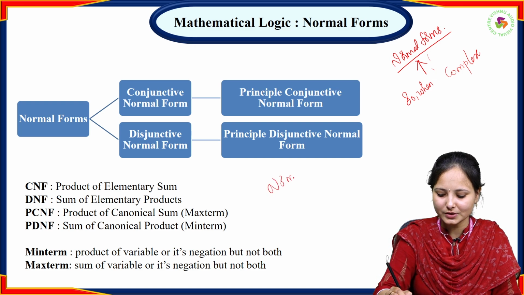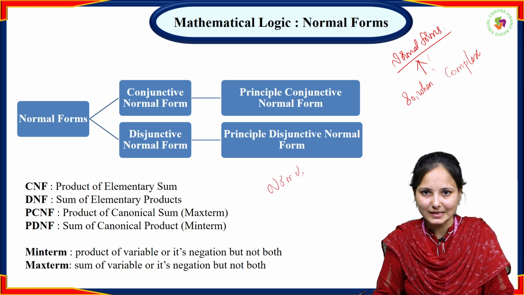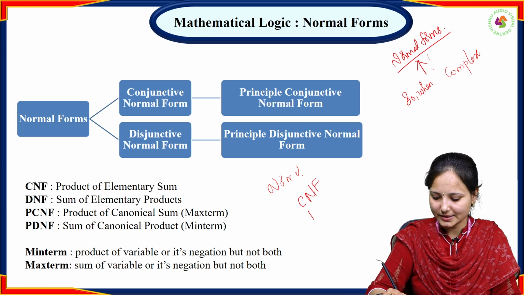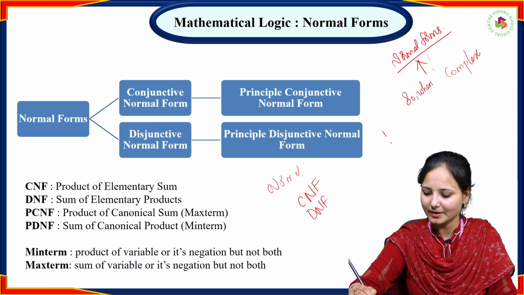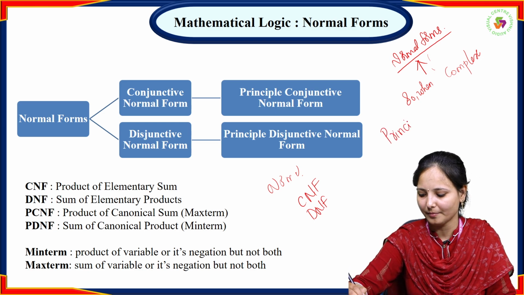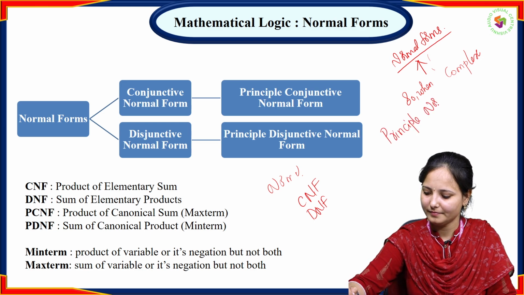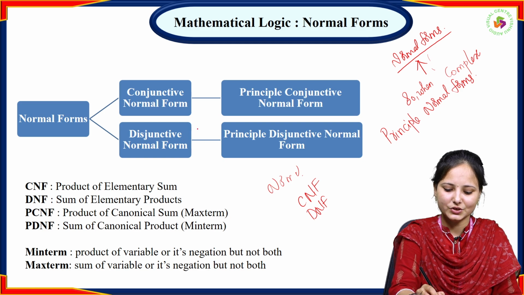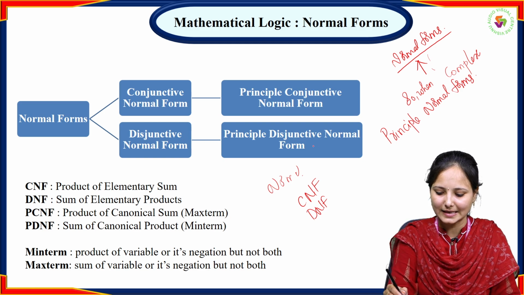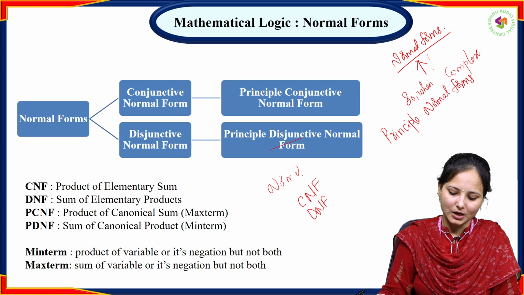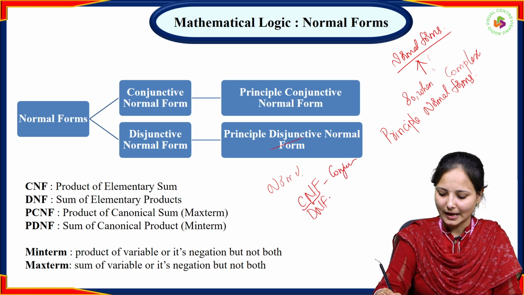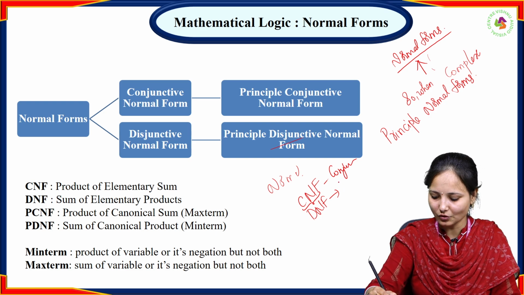These normal forms are used for making decision problems simpler, using the conjunctive normal form, the disjunctive normal form, and we have some other forms such as the principal normal form. So, what is conjunctive normal form, what is disjunctive normal form, and what are PCNF and PDNF? We'll see one by one. First one, as I said, is CNF. CNF is the conjunctive normal form and DNF is the disjunctive normal form.